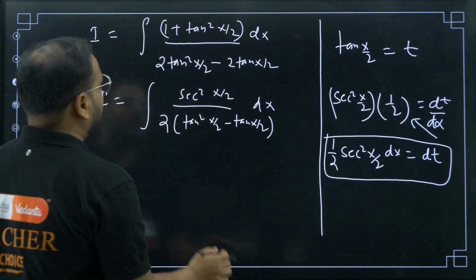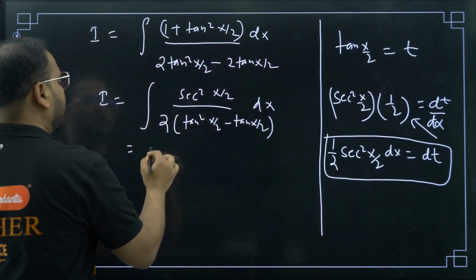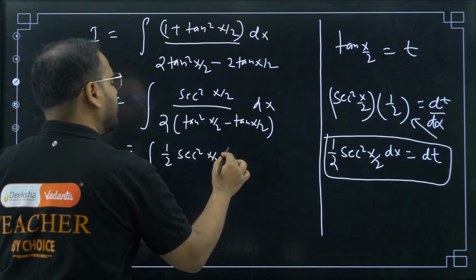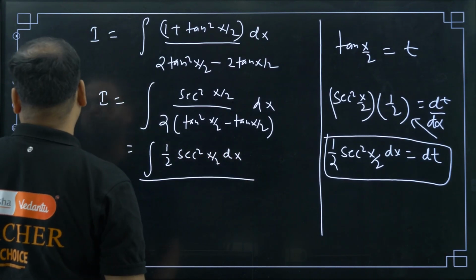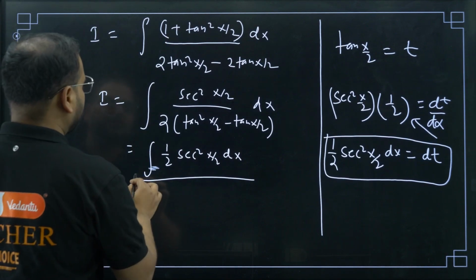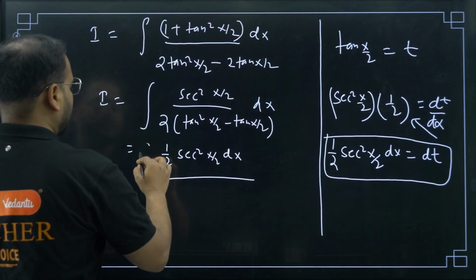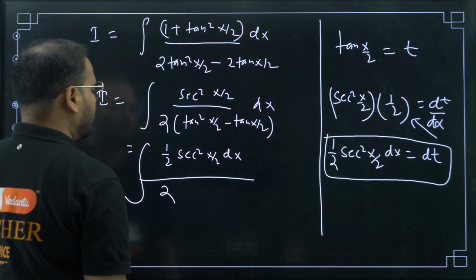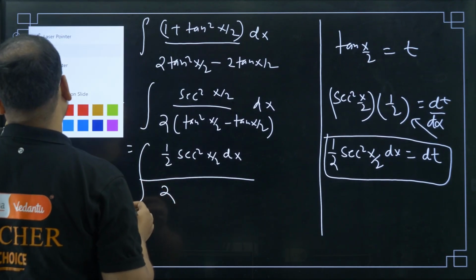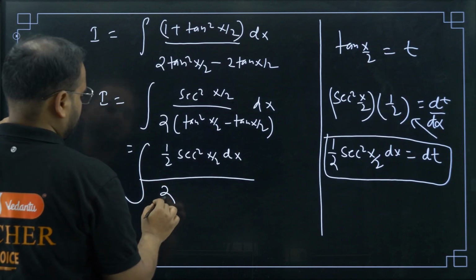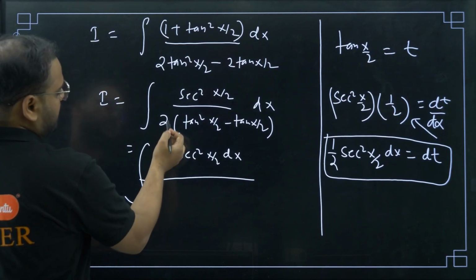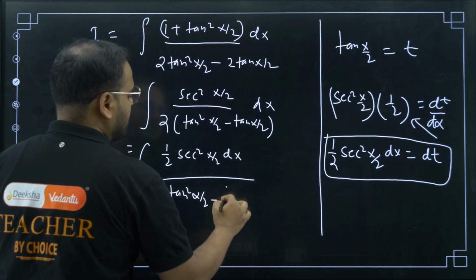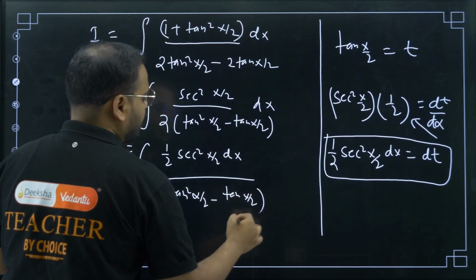Now please have a look. This 2 is present here, right? I can move it to the numerator. It will look like this: 1 by 2 sec square x by 2 dx. I'm writing all the steps for your benefit, so that you don't have any confusion about how this step is coming, so when you're going through the PDFs you should not have any confusion. This will become what? 2 is gone now, bacha, right? Because I've taken it in the numerator, 2 is gone. Simply tan square of x by 2 minus tan x by 2.